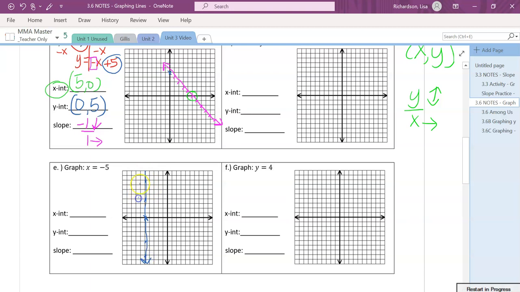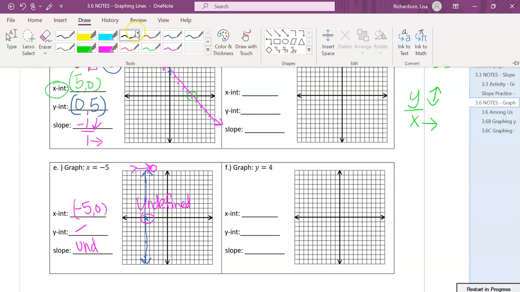Okay. So as a reminder, what happens to Colt, my dog, what happens to Kyle when you have a straight up and down line? He falls and dies, okay? So that is undefined. That is no slope we want any part of. So your slope is actually undefined. Your y-intercept, where it crosses the y-axis, is none. And all you have is an x-intercept on this one, which is -5, 0.